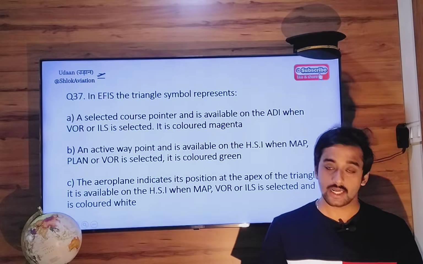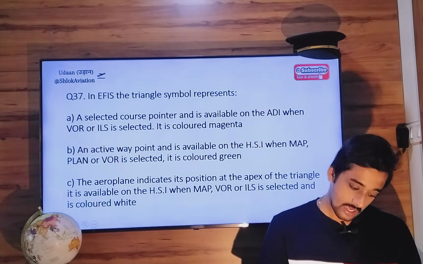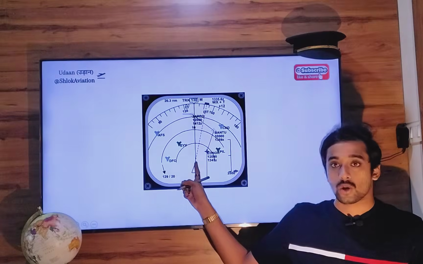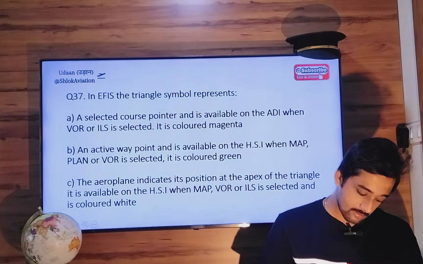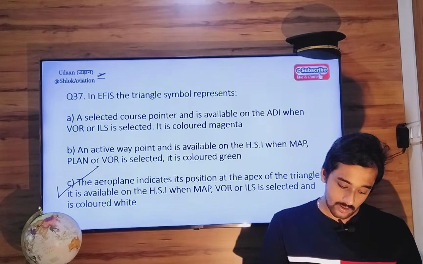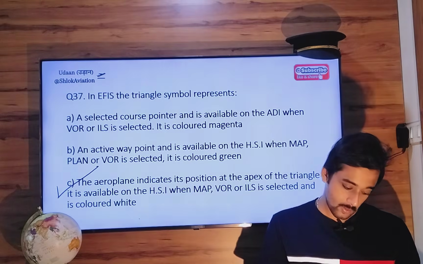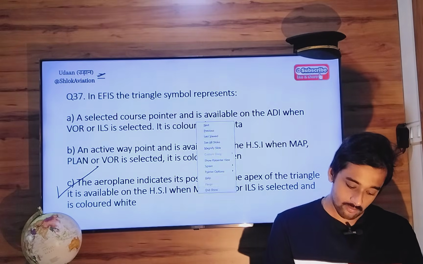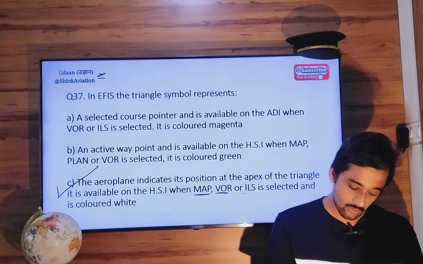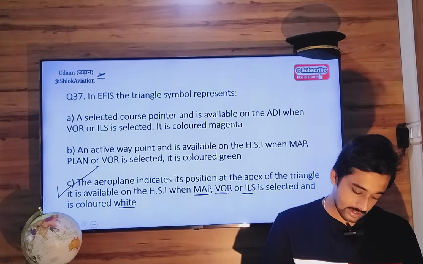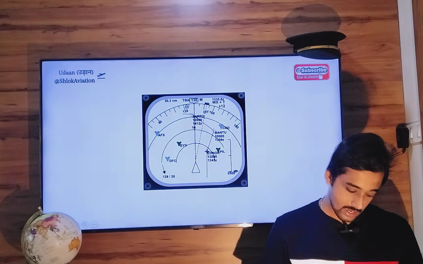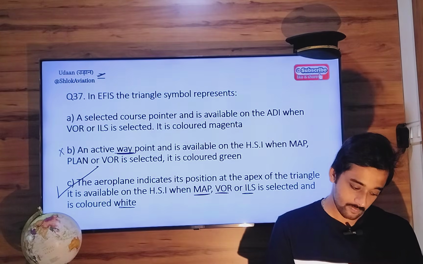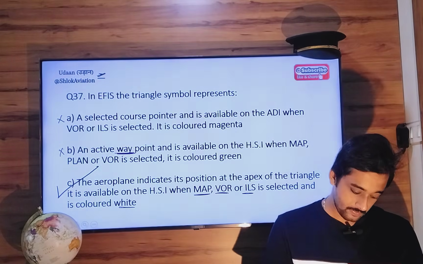Next, in EFIS, that is Electronic Flight Information System, the triangle symbol represents what? So this is the triangle symbol they are talking about. This triangle symbol represents the aeroplane. It's available in map mode, VOR, ILS mode, and is colored white. So it is colored white. Now this is wrong. Active waypoints are diamond shapes. Option A is also wrong.